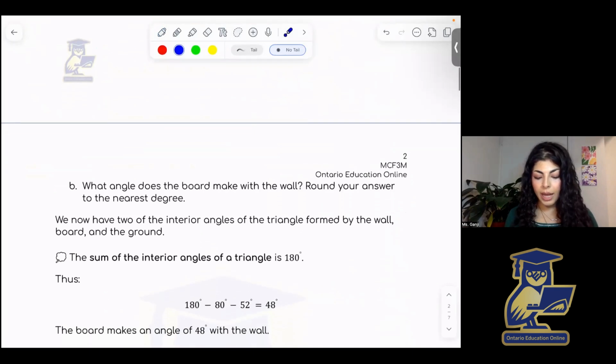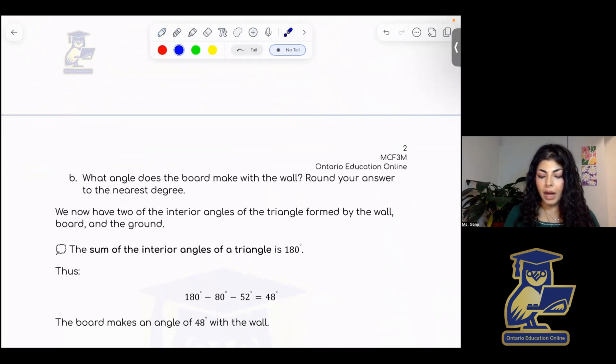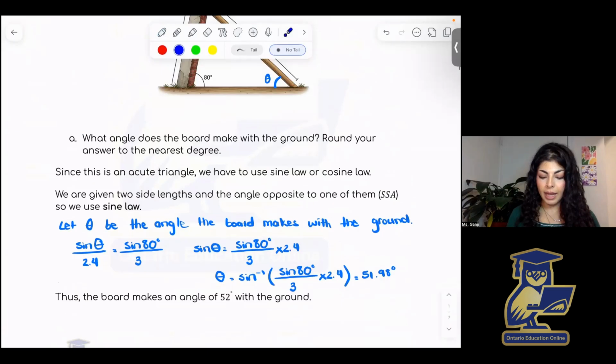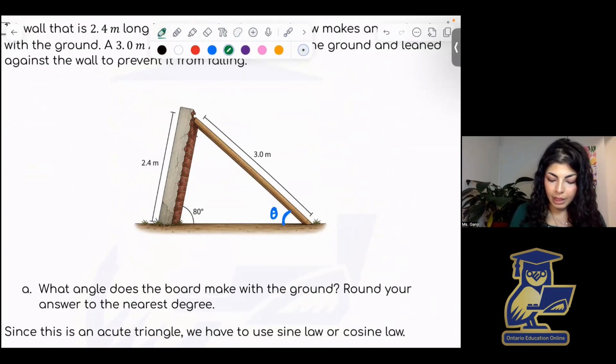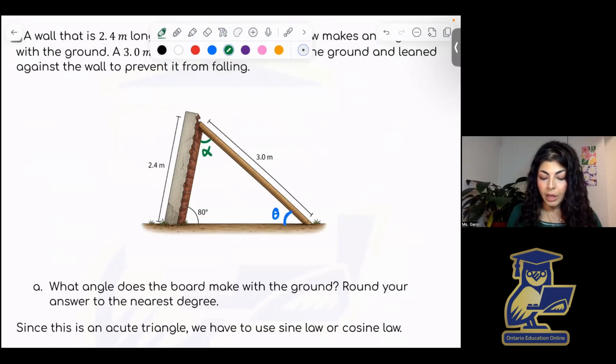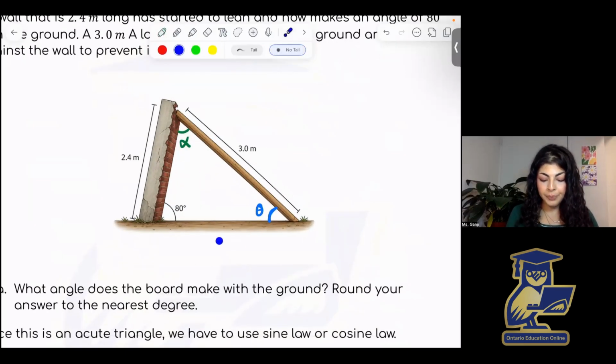Now, part B asks, what angle does the board make with the wall? And here we're rounding to the nearest degree again. So now we're actually solving for this angle right here. So let me call this angle now alpha, and this is what we're trying to solve. So if I'm analyzing now here, I have two options. I do know these angles, so I can actually solve for this using the sum of the interior angles of the triangle, or I could perhaps use cosine law because I have these two side lengths, or actually, sorry, no, I wouldn't be able to use cosine law because I don't have this side length.